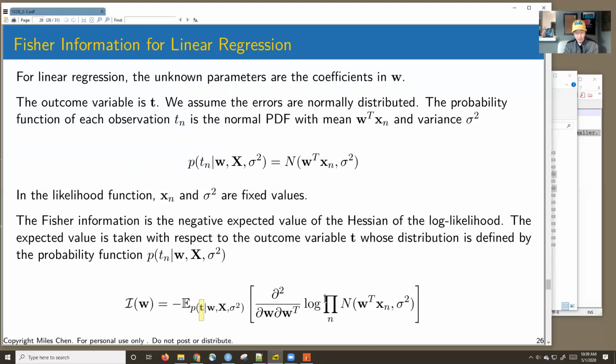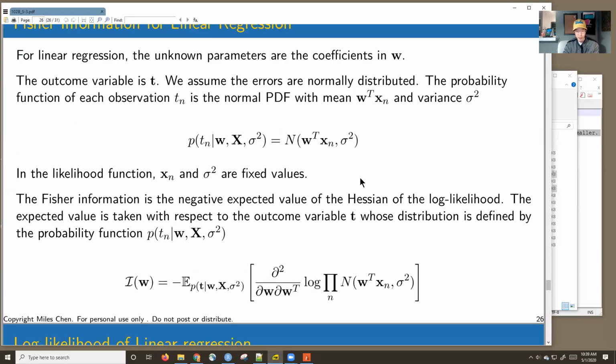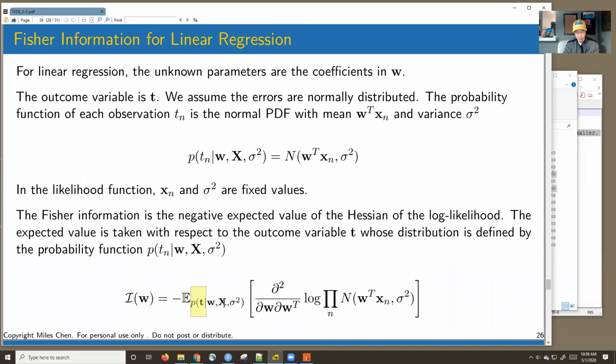And we want the second derivative of the log likelihood, okay? And so the likelihood is going to be the product of all of this here. So this is what we have. I'm basically applying this, keeping in mind what my probability density function is. The probability density function is that each observation t comes from the normal distribution with this mean and this variance, okay?